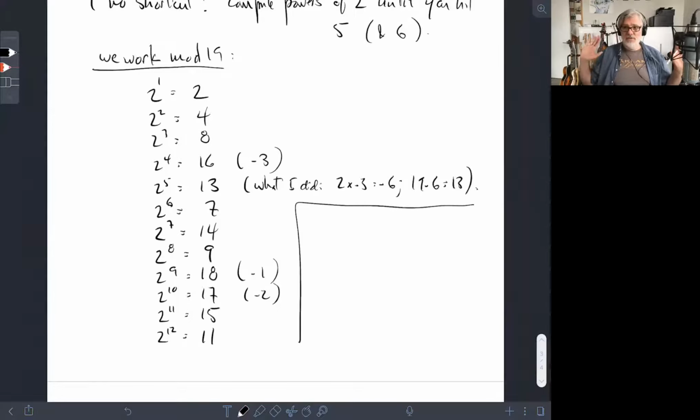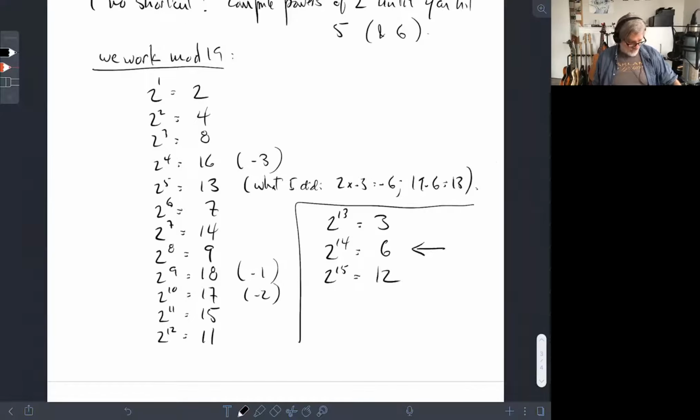I didn't say this was super exciting, but it's interesting. I feel like Mr. Spock. 2 times 11 is 22, which is 3. 2 times 3 is 6. We got our 6. 2 power 15, that'll be 2 times 6, 12. 2 power 16, 2 times 12, 24, which is 5. We got our 5. 2 power 17 is 10.